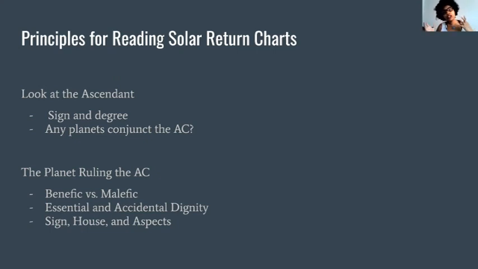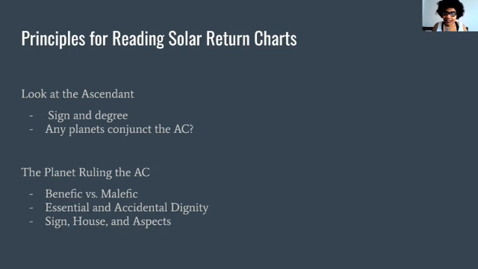And so when looking at this new chart, here are the things that you want to keep in mind. The first thing that I always laser focus on when looking at any chart, including the solar return chart, is the ascendant. You'll want to pay special attention to the sign and the degree of the ascendant, and also if there are any planets that are rising, conjunct the ascendant, or in the first house. All of this will give you the flavor of what the year will be like.